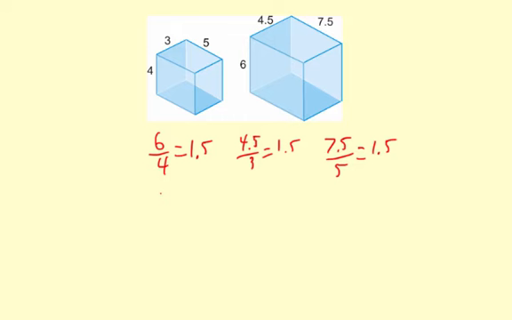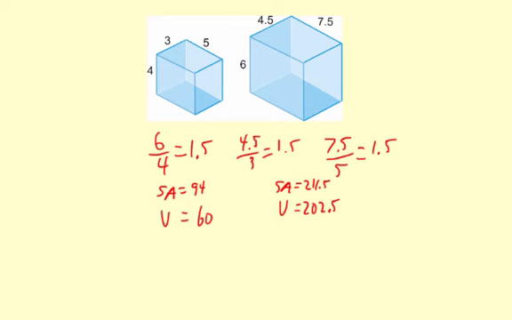So for the smaller one, surface area is 94. And for the larger one, the surface area is 211.5. And remember, to find the surface area, you find the area of each surface and just add them all together. And then the volumes, the volume of the smaller one was 60, and the volume of the larger one was 202.5. And to find the volume, you just multiply all three numbers, because it's length times width times height.